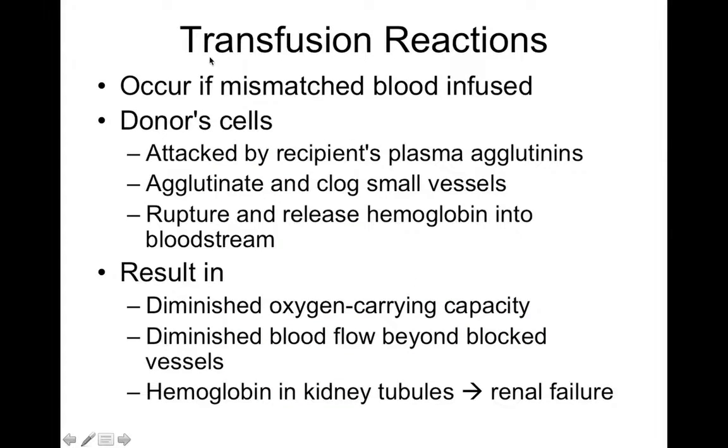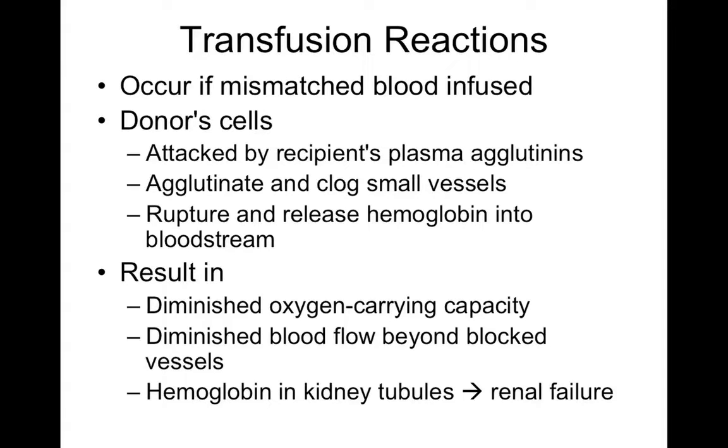Now, transfusion reactions, you guys, occur if there's mismatched blood. It's basically where the donor cells attack the recipient's plasma agglutinins. And these agglutinins can clog small vessels. It can also cause red blood cells to rupture and release hemoglobin in the bloodstream. The reason why you don't want hemoglobin in your bloodstream is that all this protein now in the blood can clog the filtering mechanisms of your kidneys.